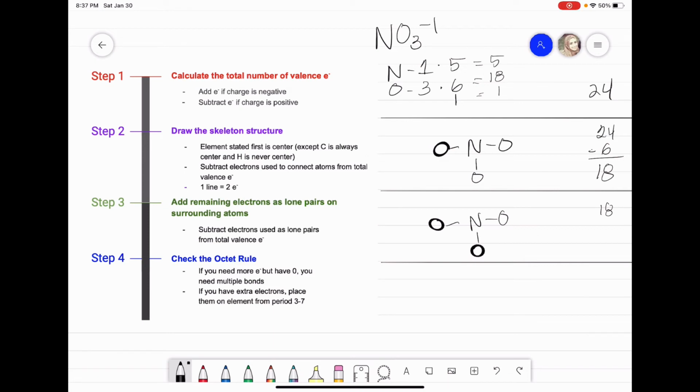It's easier for me, but you could do it however is easier for you. So I have 18 electrons left. I'm going to focus on oxygen right now. Each oxygen right now has 2 electrons, so each one needs 6 more. So I'm going to go in and give each one 6 lone pairs.